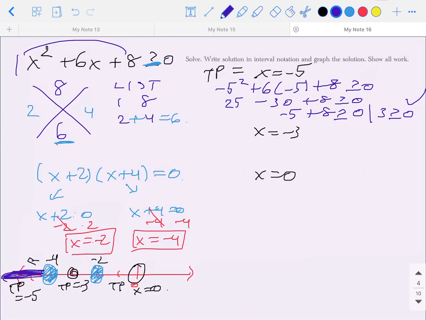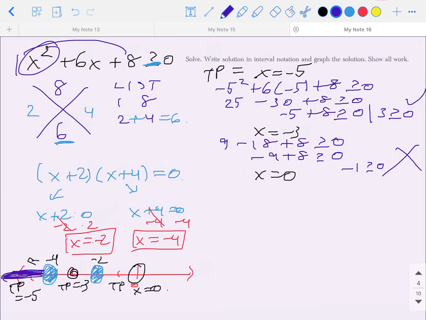What about negative 3? So negative 3 to the second power is 9. Negative 3 times 6, negative 18, plus 8. It's negative 9 plus 8. And this becomes negative 1 is greater than or equal to 0, which is not a true statement. So this is disqualified. We can't use that. And the same thing goes with 0: 0 plus 8. So this is also part of the solution.